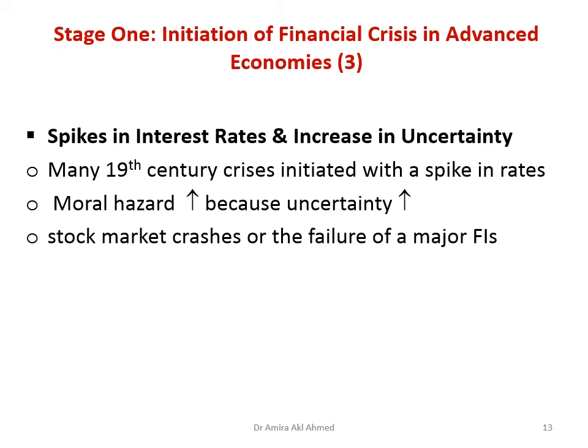Finally, a financial crisis can begin with a spike in interest rates or an increase in uncertainty. Many 19th century crises were initiated with a spike in these rates due to liquidity problems or panics. Recall that individuals and firms with the riskiest investment projects are those who are willing to pay the highest interest rates. If increased demand for credit or a decline in the money supply drives up interest rates sufficiently, interest payments increase, leading to a decrease in cash flows of households and firms.